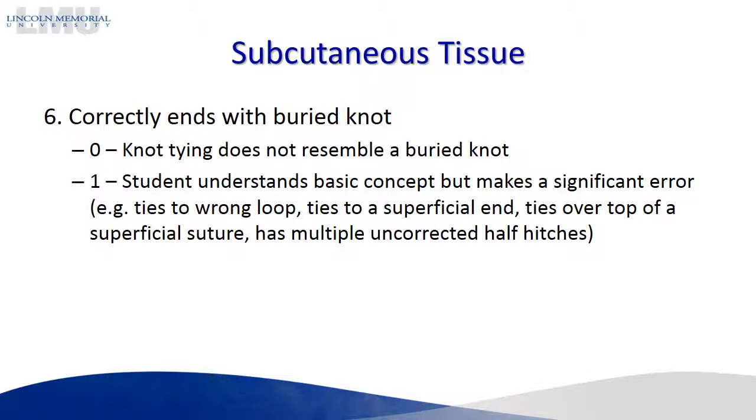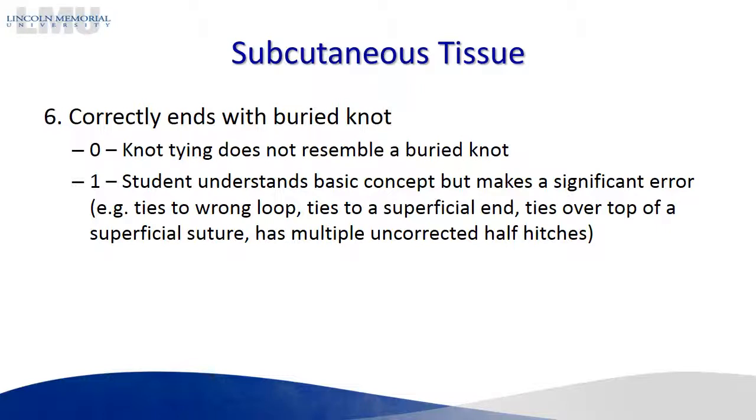A borderline student is going to be a student who understands the basic concept that they need to tie deep, but they make one significant error in the process. So maybe they tie to the wrong loop. Maybe they tie a deep end to a superficial end. Maybe they tie over top of a superficial suture. They may have multiple uncorrected half hitches that you're concerned are going to negatively affect knot security.